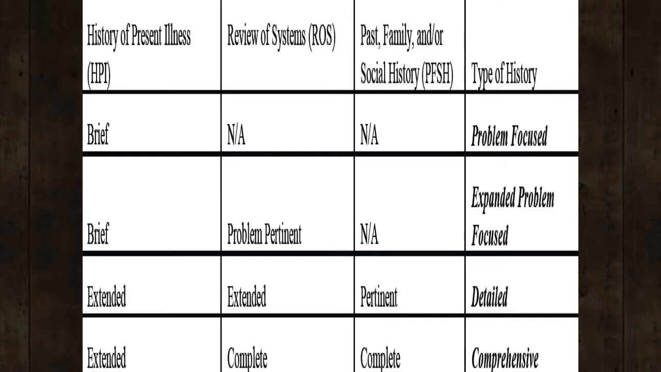Well, we have to go to the documentation guidelines, and we see that the type of history is comprehensive, and therefore we would need an extended history of present illness, a complete review of systems, and a complete past, family, social history. Well, now, what's extended? What's complete?